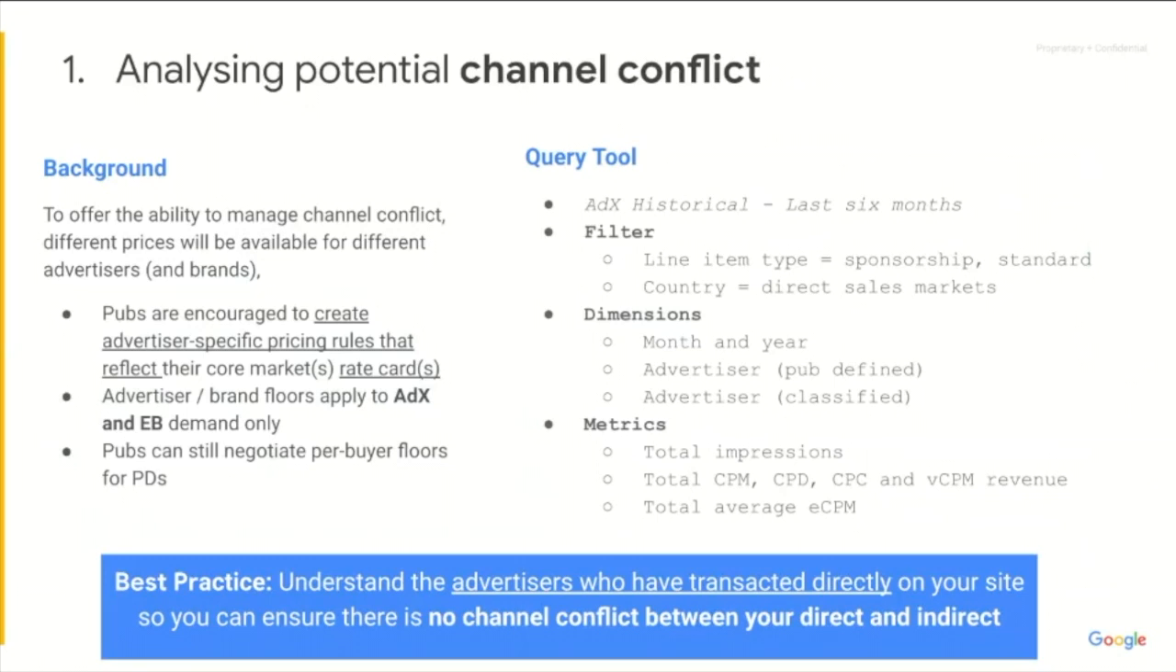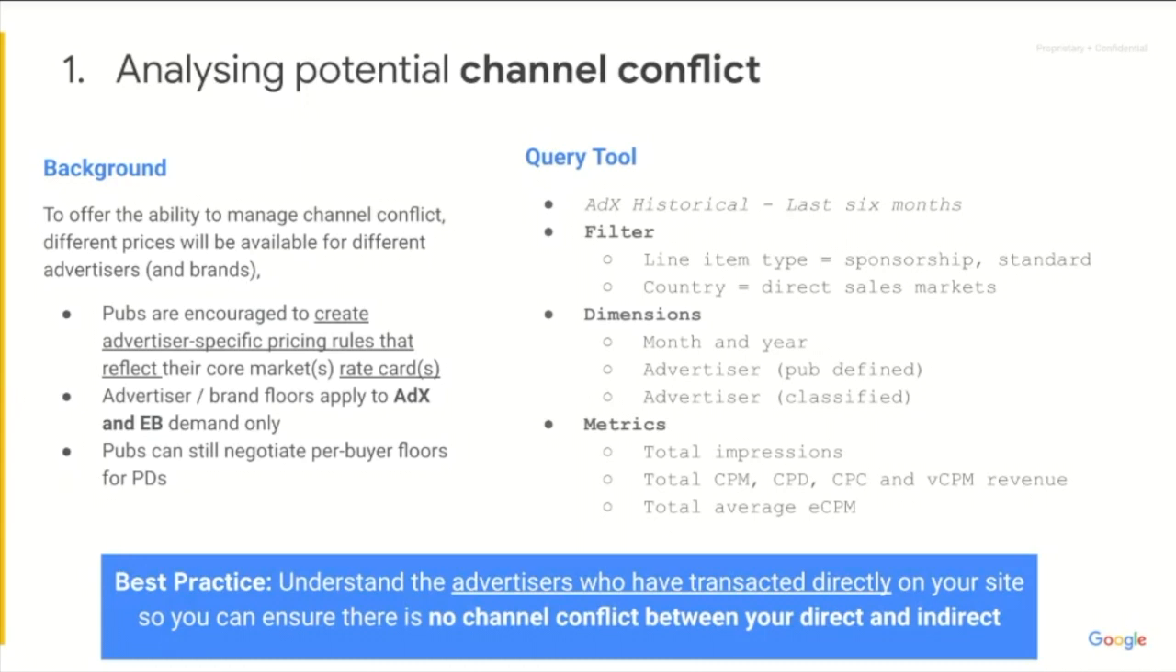So first up, analyzing potential channel conflict. In a second price world, publishers often use per buyer floors to extract value on a per impression basis to capitalize on that auction discount. That's gone, no longer needed. With that being said, channel conflict is absolutely paramount. When we say channel conflict, we're talking about conflict between your direct sales that your sales team do by traditional IO or programmatically by PG or PD, and then your open marketplace or non-guaranteed indirect. Managing this conflict is paramount.